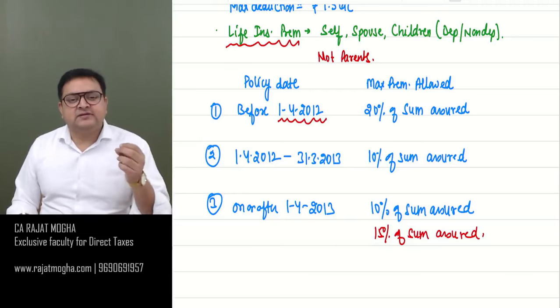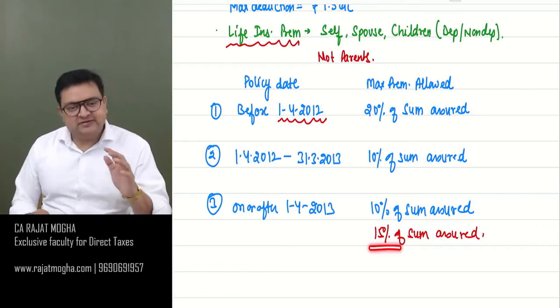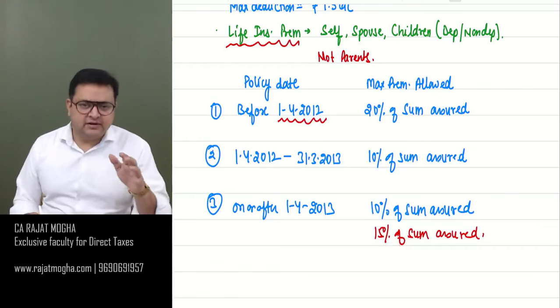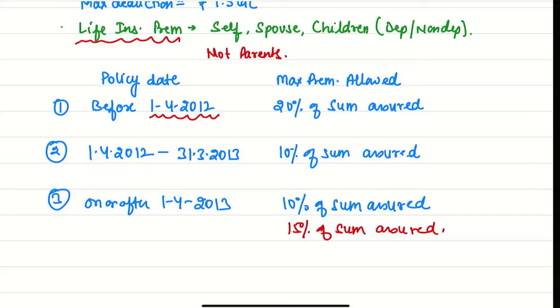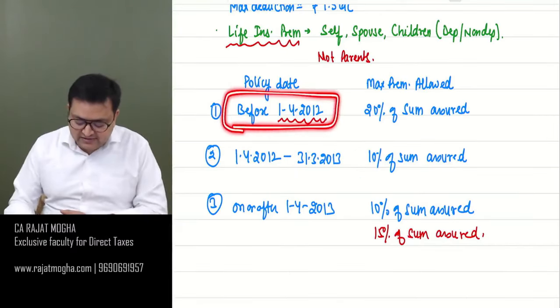But if it is given in the question that this person is physically handicapped, blind, deaf, or dumb, in that case please take 15%. Generally 10%. In special cases, take 15%. But in case the policy date is given, and if the policy date is before this date, then please take 20%.